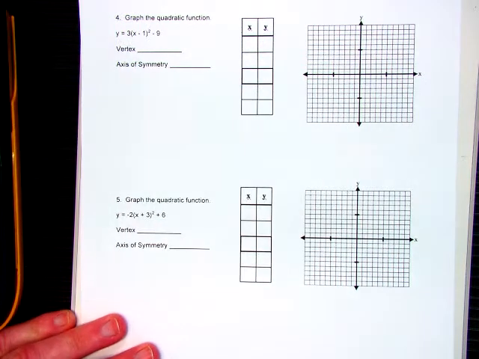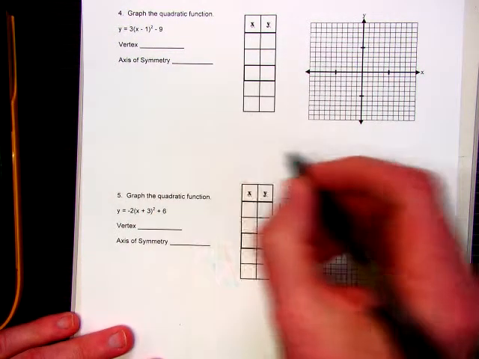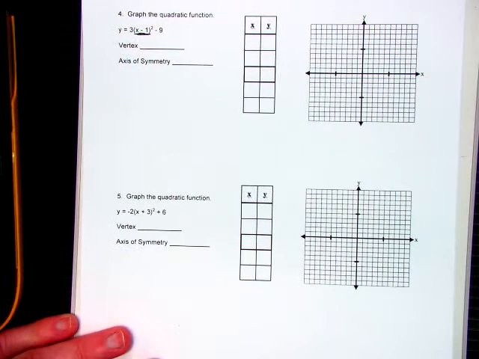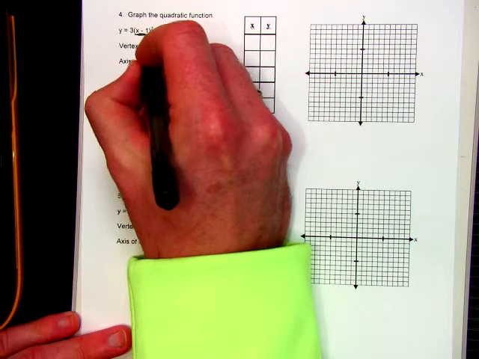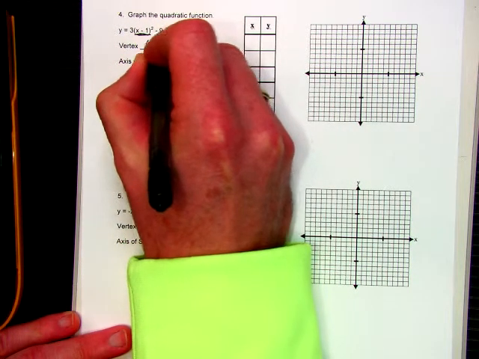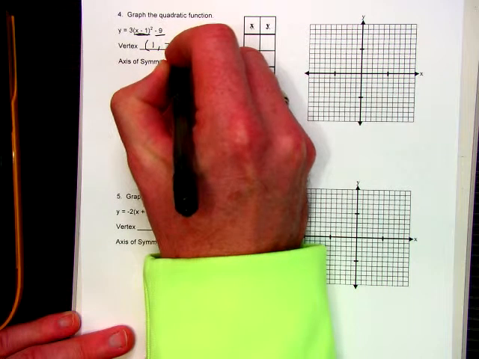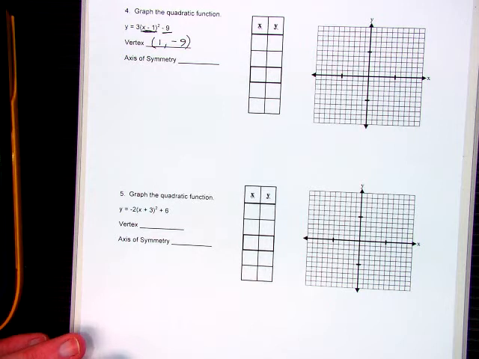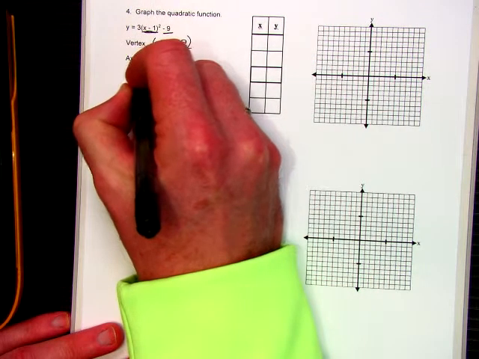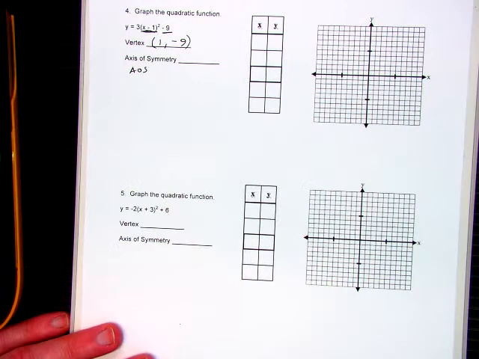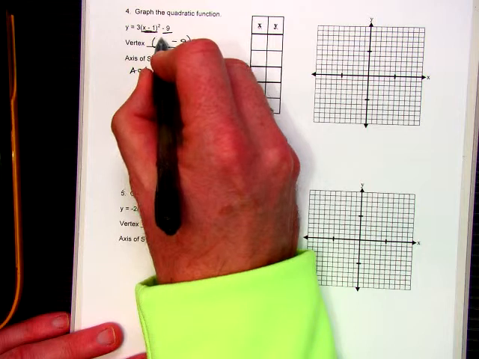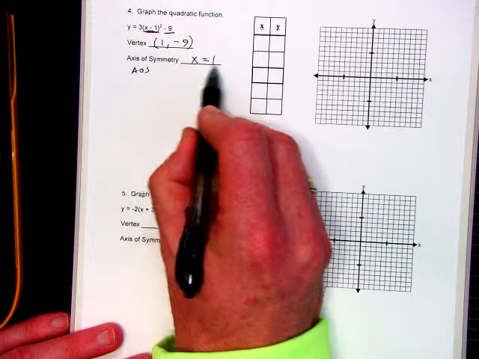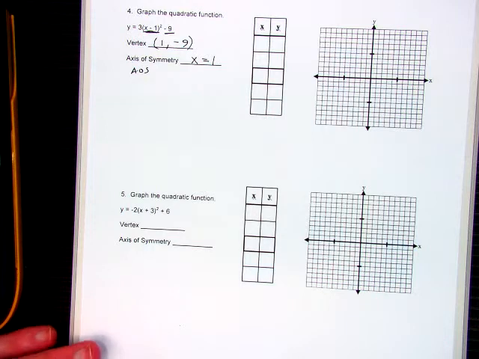Okay, so my vertex is the number that makes this equal to 0, like we've always said, in a parentheses. What number makes it equal to 0? Well, that's at 1. And then it's the same as this, so it's 1, negative 9. So I know the coordinates of my vertex. My axis of symmetry, also known as AOS, is going to be the same as this. So it's at x equals 1. It's always x equals. And it's not just 1, it's at x equals 1.